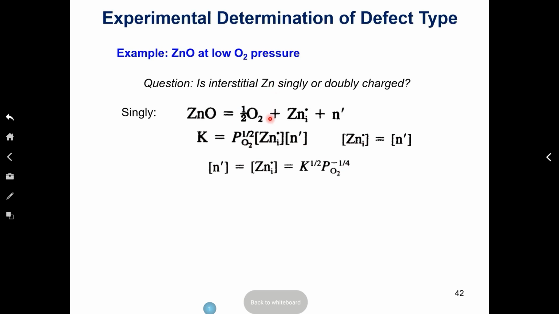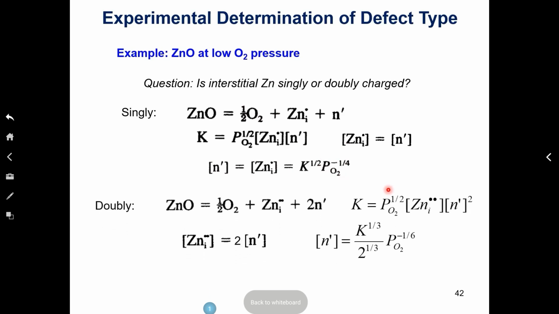Now, if you measure the electrical conductivity of zinc oxide as a function of PO2, the conductivity should have the same dependence, because conductivity is going to come from these electrons. If the electron concentration is varying in this manner, your conductivity will vary exactly the same. So we can measure it and see whether this is correct.